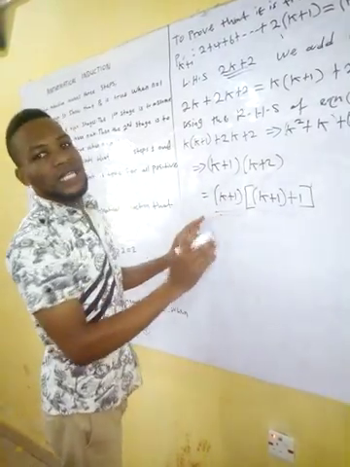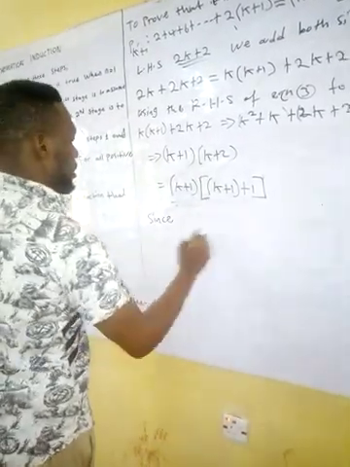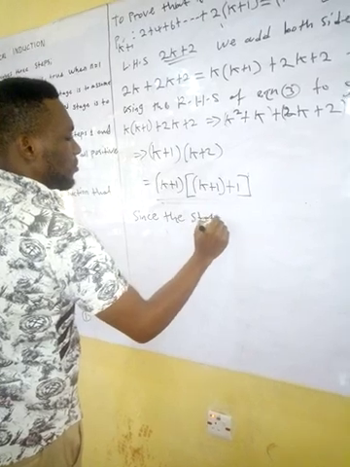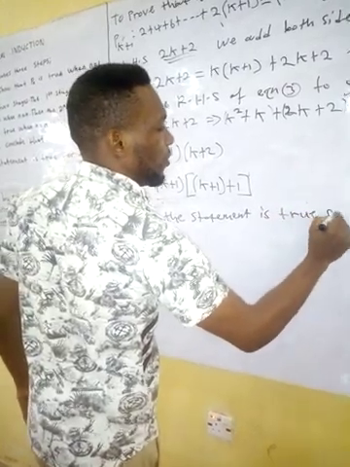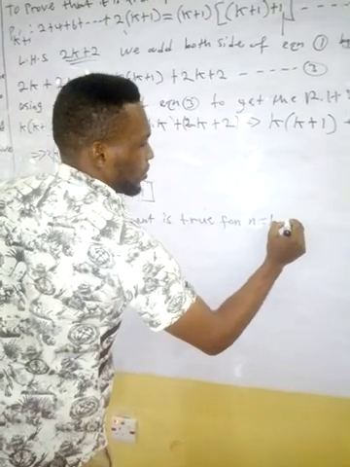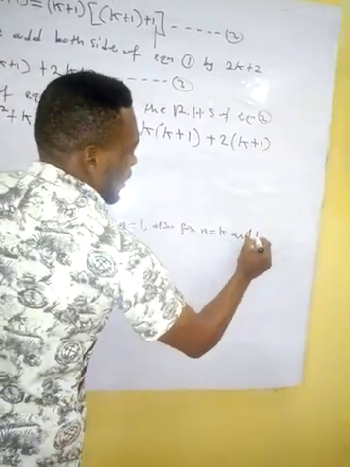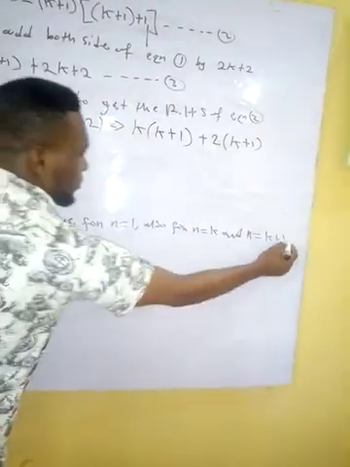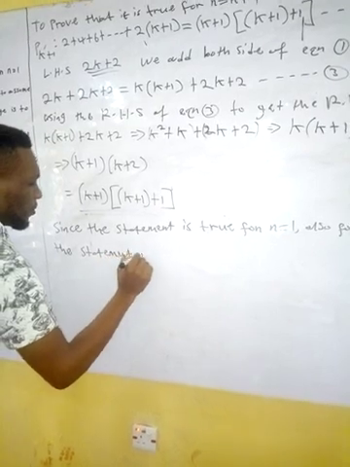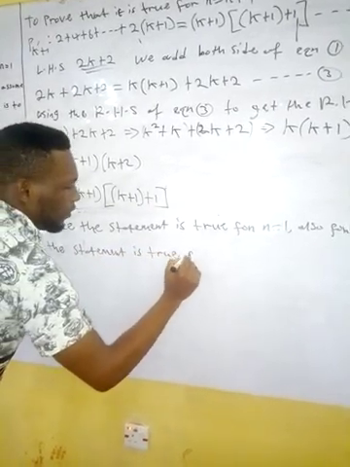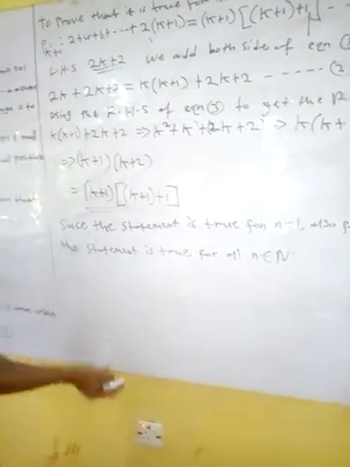Now we move to the next step, which is the conclusion. We say since the statement is true for n is equal to 1, also for n is equal to k and n is equal to k plus 1, the statement is true for all positive integers of n. This is our conclusion. So we have solved it.